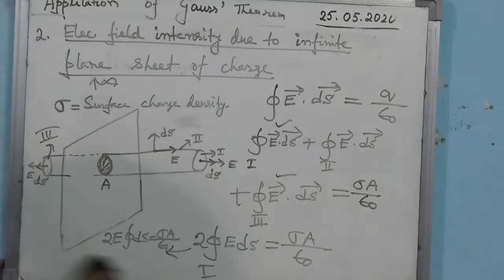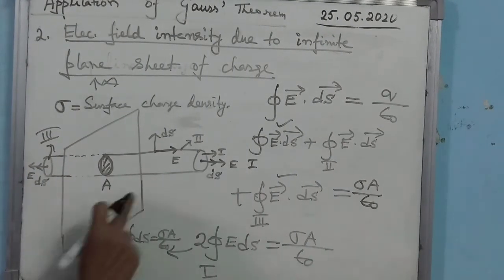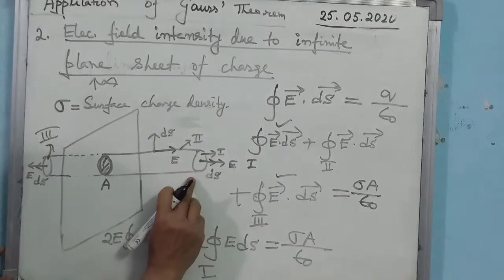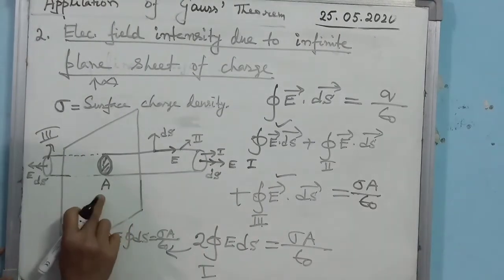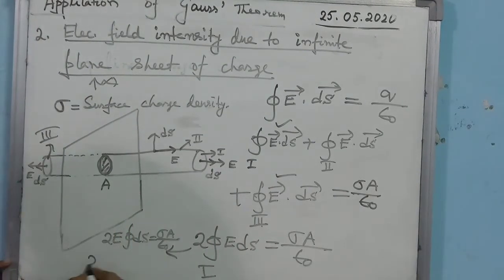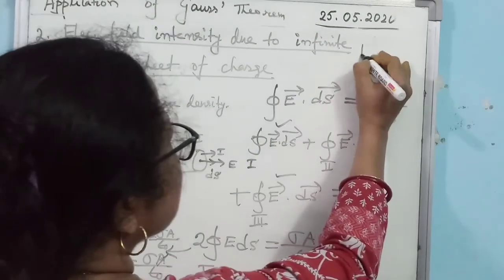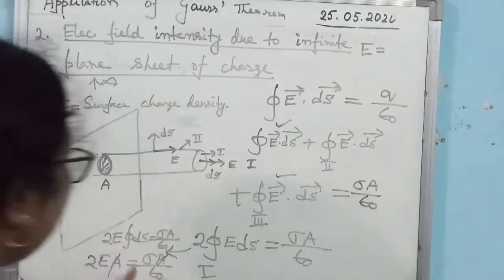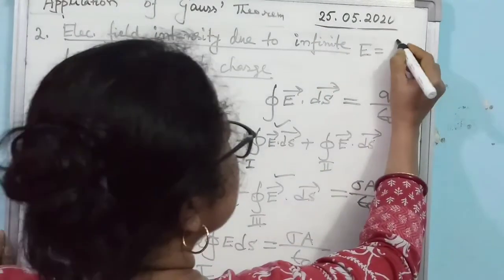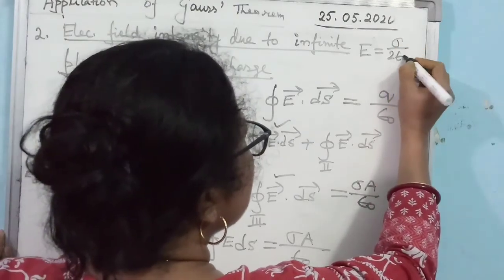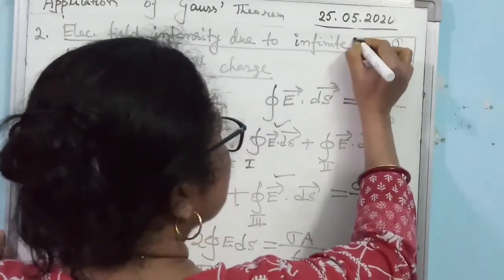Then after that, integration ds, how much will it be? It will be nothing but the area. So what is area here? We have assumed it as A. So you are getting 2EA is equal to sigma A by epsilon naught. There is no space here, so I am going here. Then A and A you can cancel. So what is the expression for E, electric field intensity? It is coming sigma by 2 epsilon naught.